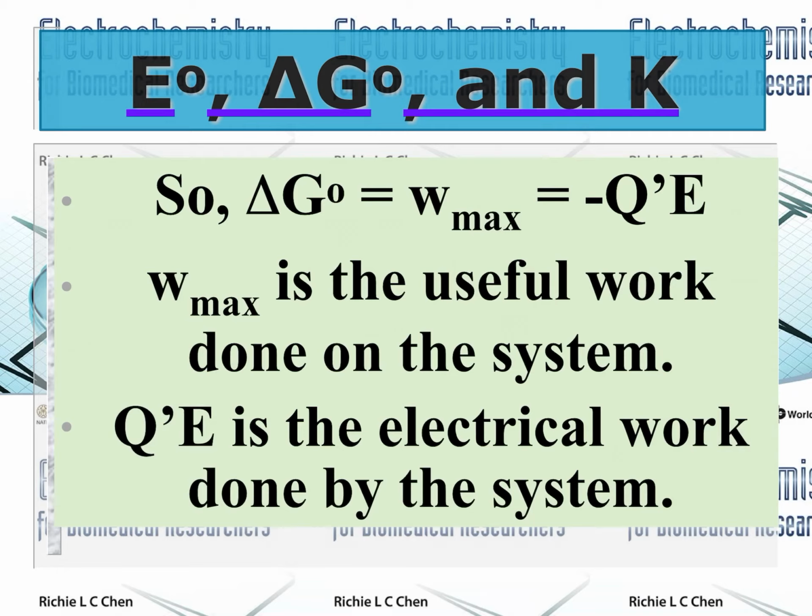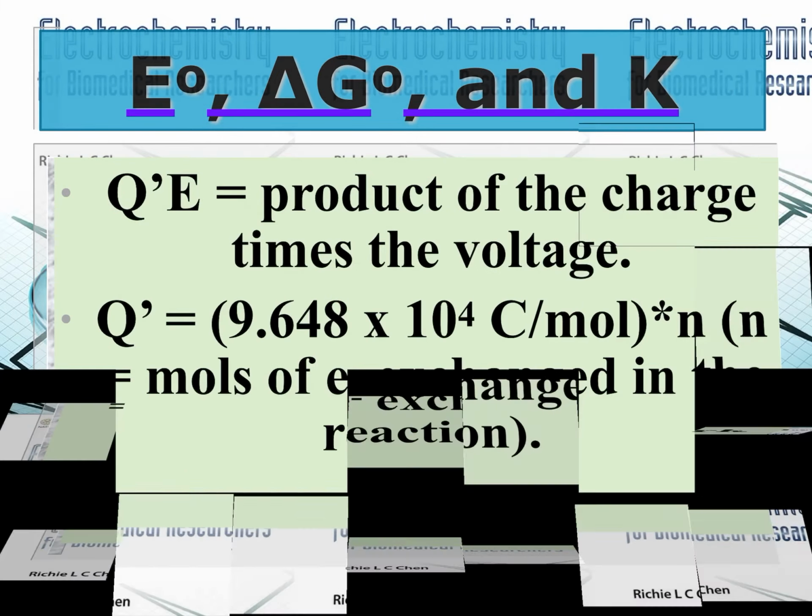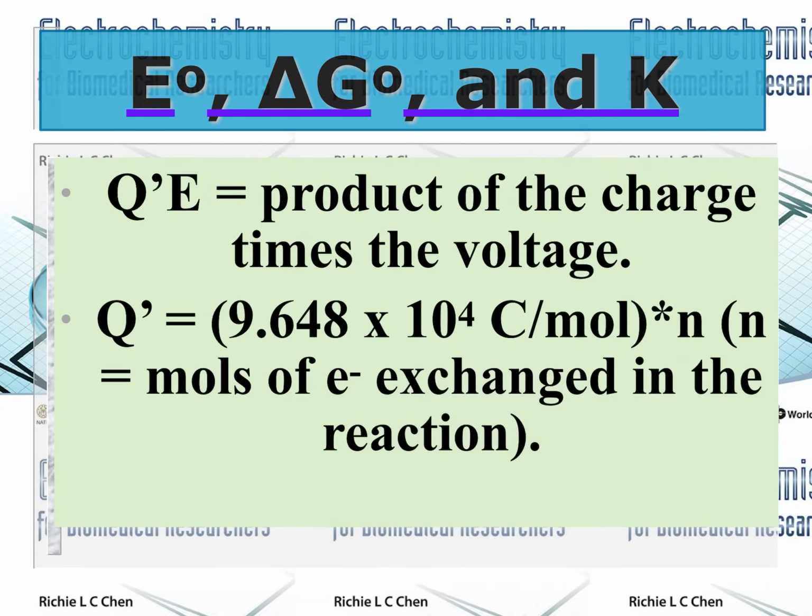Gibbs free energy is max work. So in terms of energy, we can define that as negative Q prime times E, which means the voltage potential in joules per coulomb, and then Q, which would be the coulombic charge. So force times distance. Q is the force, and E is the potential distance. So we just said that Q prime times E is force times distance.